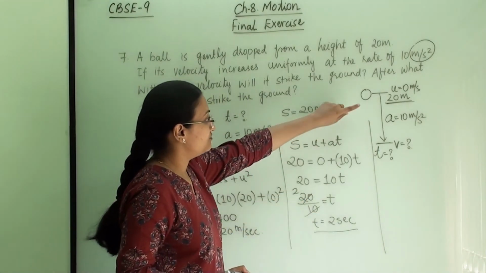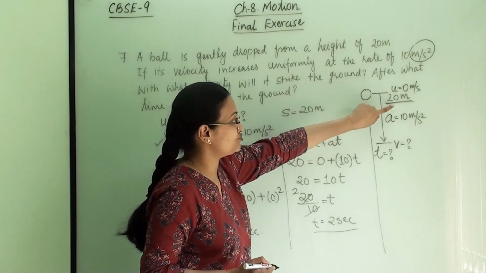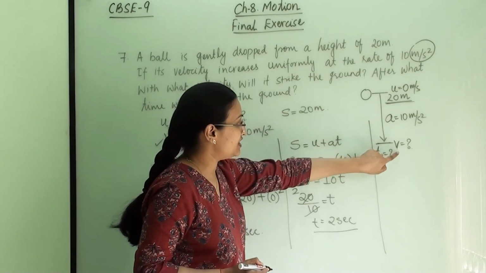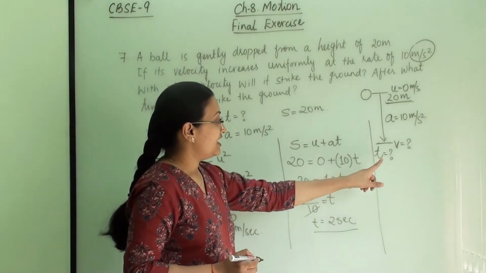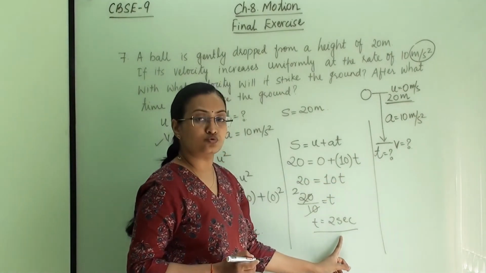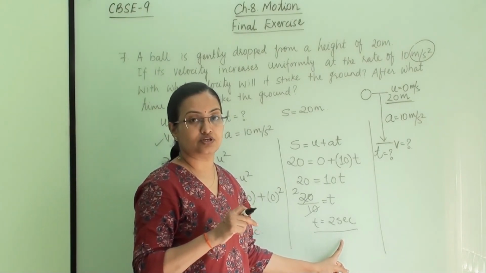So if with this much acceleration the ball is gently dropped from 20 meter height, it will have 20 meter per second final velocity and it will take 2 seconds to strike the ground. It will take 2 seconds to touch the ground.